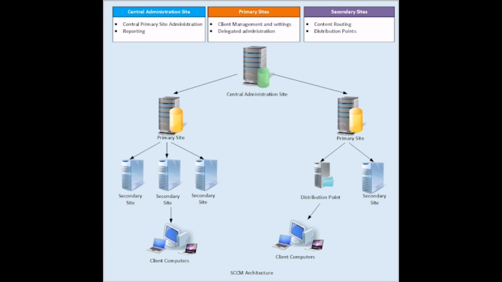Now comes the secondary site. There is no way to directly administer the secondary site. It all comes from the administration console connected to a primary site. Secondary sites are basically used as the distribution point for content distribution to the clients and for controlling the bandwidth in the SCCM network.